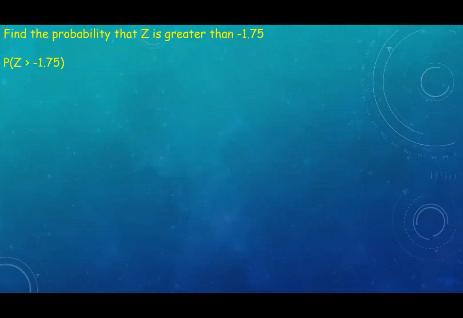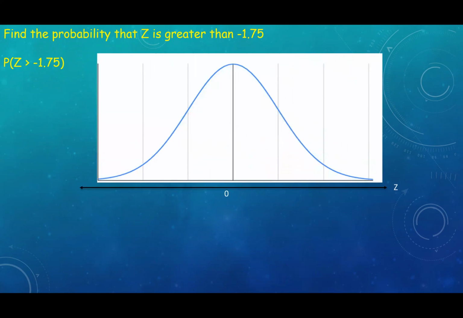Find the probability that z is greater than negative 1.75. Okay, here's our normal distribution graph with our z-axis. And there is negative 1.75. It looks like a little e, but it's really a decimal point. All right. So when I put my partition up at negative 1.75, I look at my negative z-scores, and I find that the area to the left is 0.0401. So what's the probability of being greater than negative 1.75?